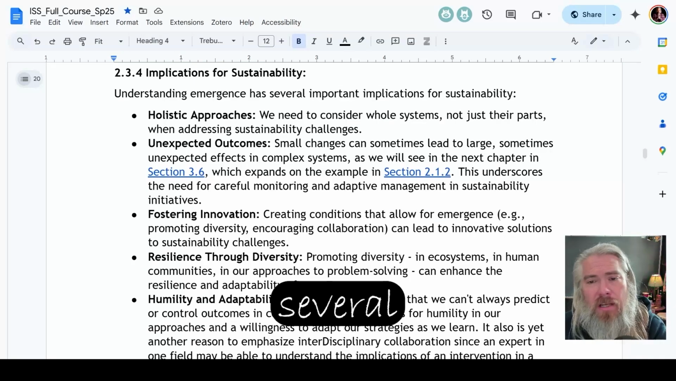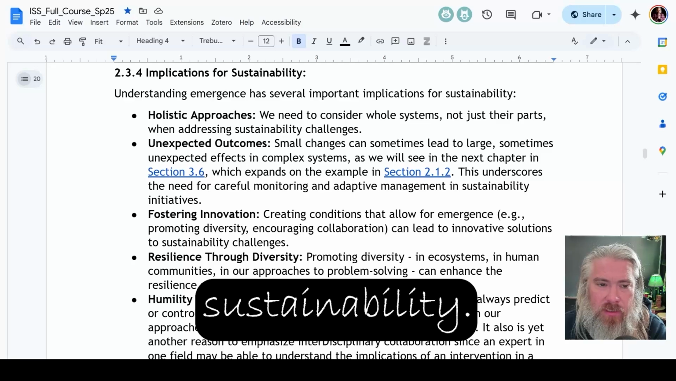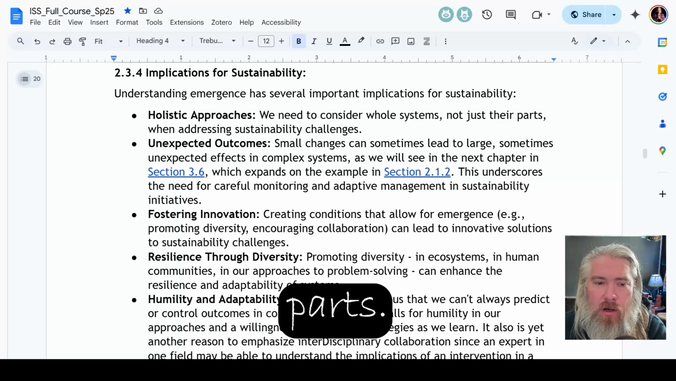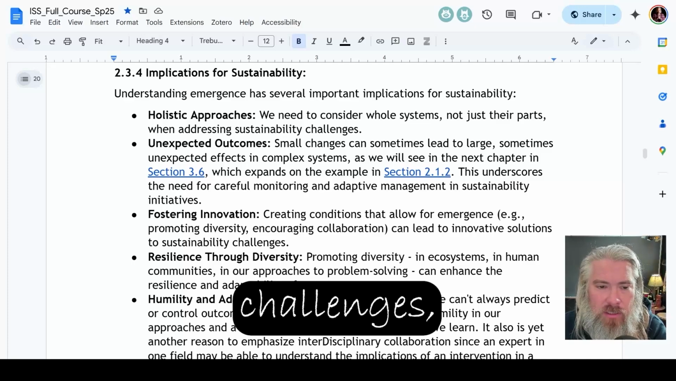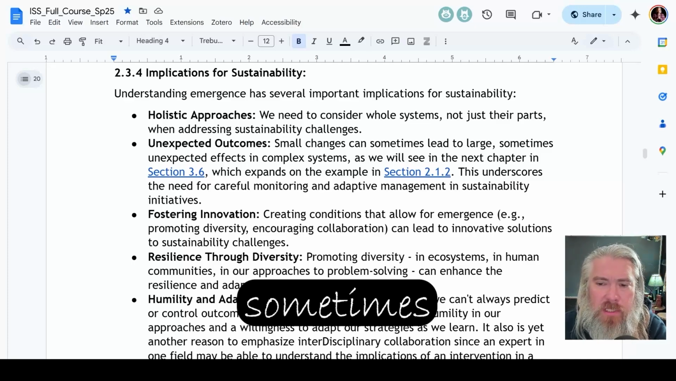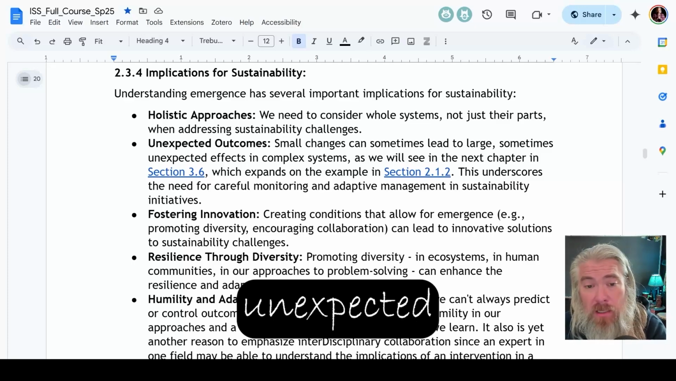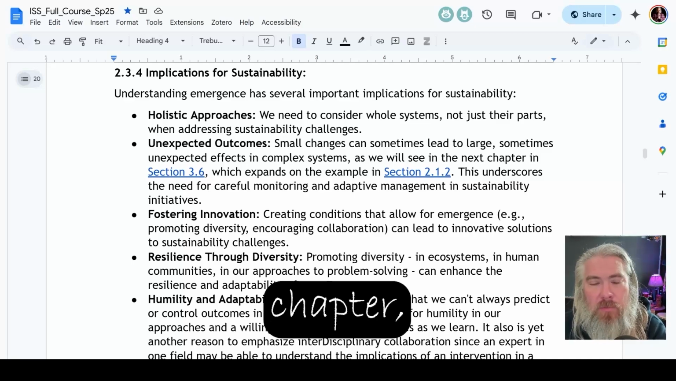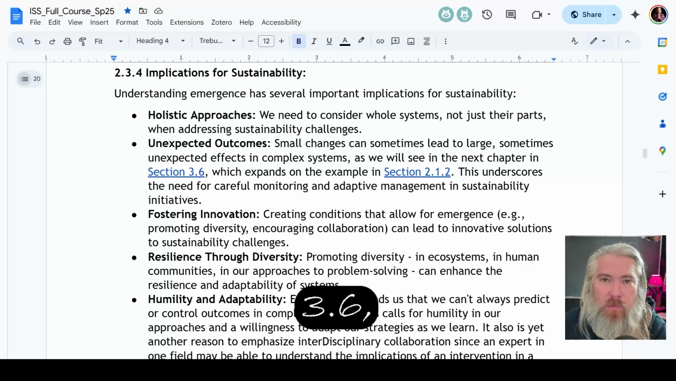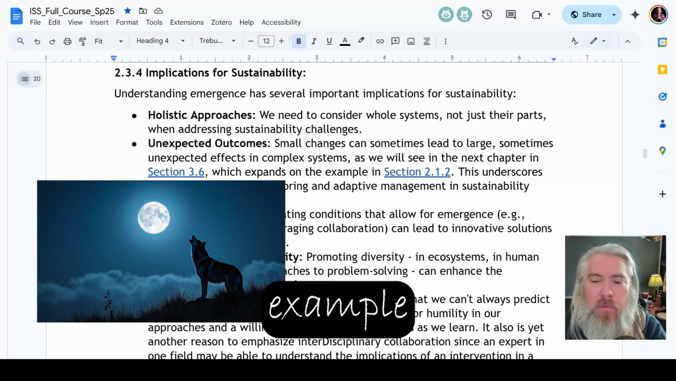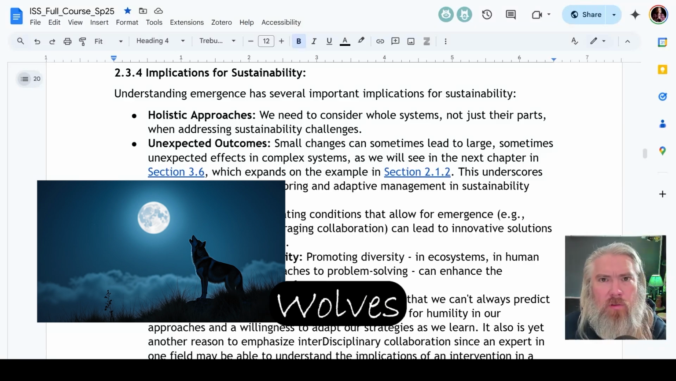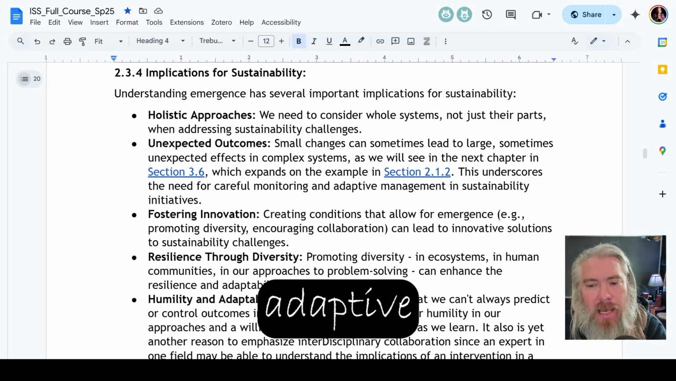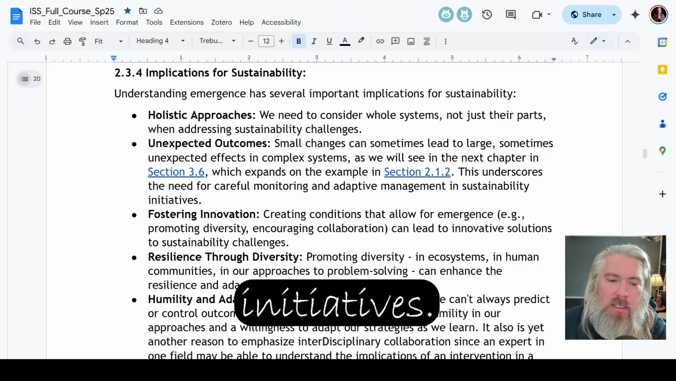Implications for sustainability. Understanding emergence has several important implications for sustainability. Holistic approaches. We need to consider whole systems, not just their parts, when addressing sustainability challenges. Small changes can sometimes lead to large, sometimes unexpected effects in complex systems, as we'll see in the next chapter, in section 3.6, which expands on the example in 2.1, namely the wolves in Yellowstone Park. This underscores the need for careful monitoring and adaptive management in sustainability initiatives.